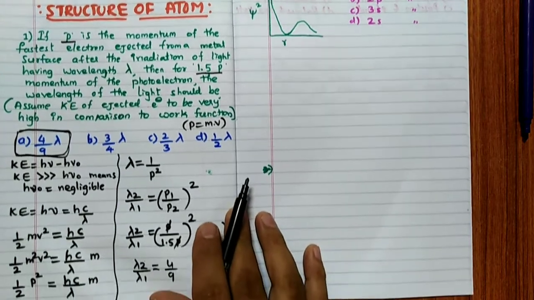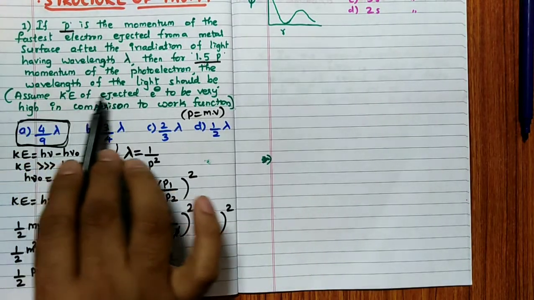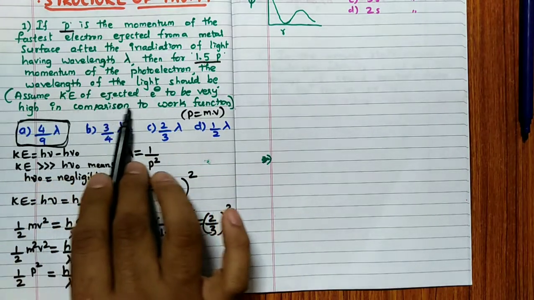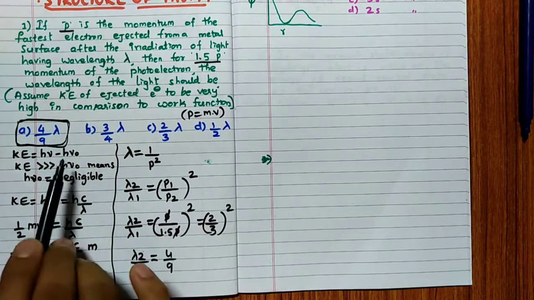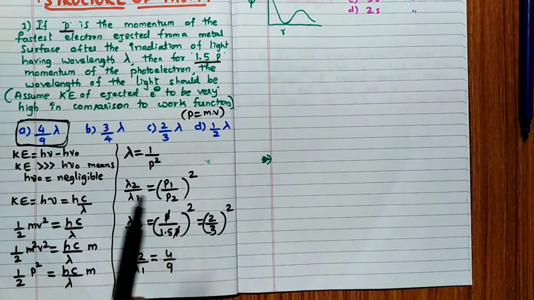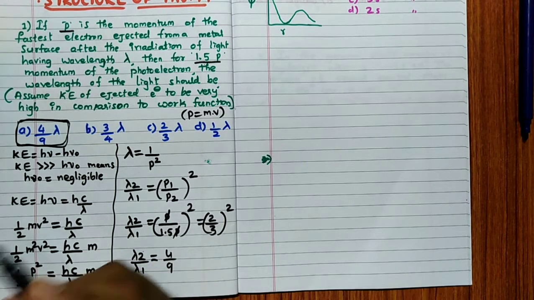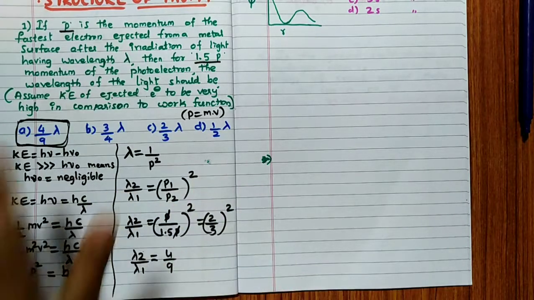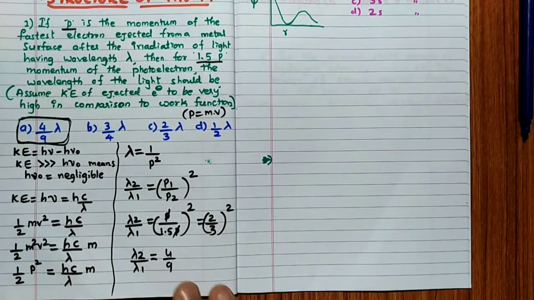See, in what way we have to think, that is very important. So first I have considered kinetic energy. What they have given: the kinetic energy of the ejected electron is very high in comparison to the work function. Hence I have considered like this. Then the important assumption is that you have to leave the h nu unit. You can ask, sir, why do you have to leave it? If you don't leave it, you will never get the answer. Yes, like this you have to think. The answer for this question is A. So read the question, see the options, so definitely you will understand.